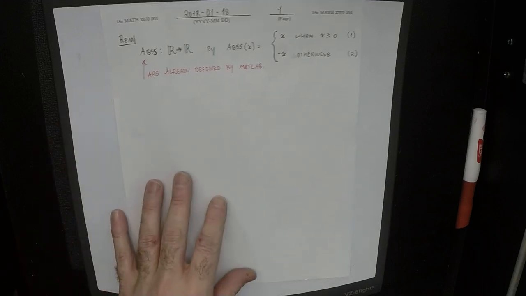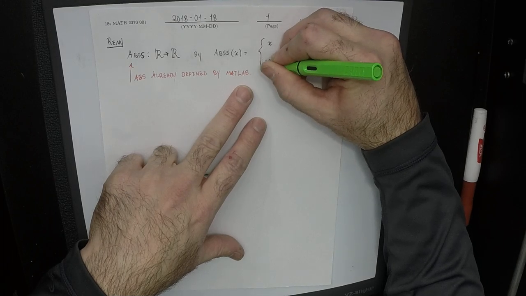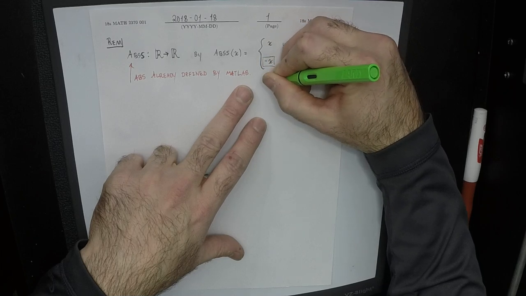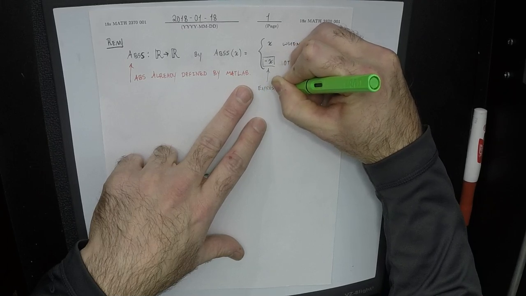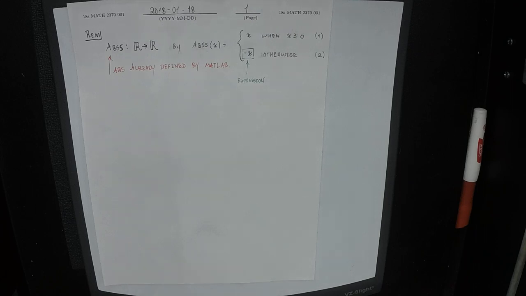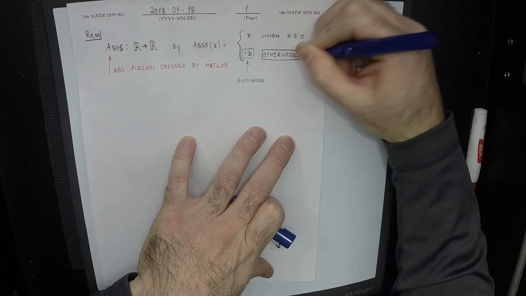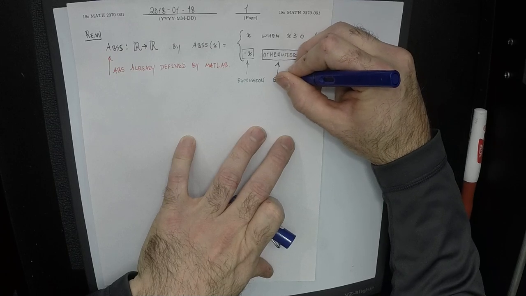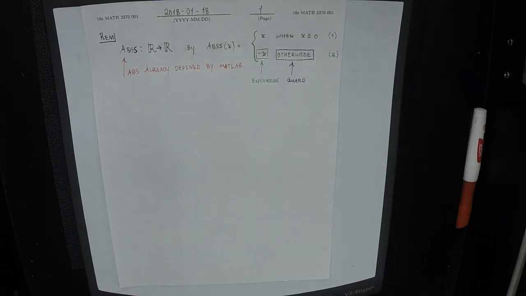So these individual parts, this part is called an expression, and this other part, the part that says whether or not you're going to use this clause, is called the guard. Okay, so each clause consists of an expression and a guard. The guard determines whether or not you're going to enter into that expression.